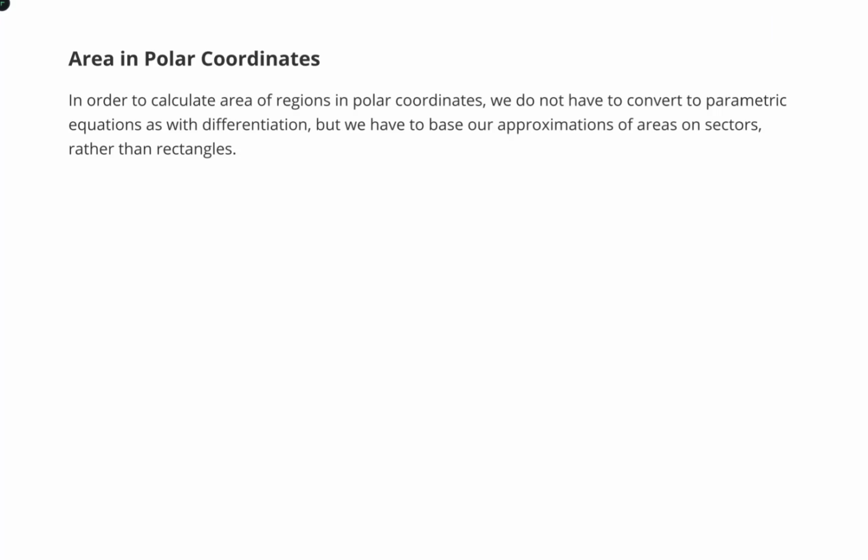Now let's talk about calculating area in polar coordinates. Well, in order to calculate areas of regions in polar coordinates, one thing that we don't have to do is convert to parametric equations as we did with derivatives. And that's a good thing because, number one, we didn't actually have any sort of real definition of integration with parametric equations. So we're going to come up with a way of integrating in polar coordinate systems.